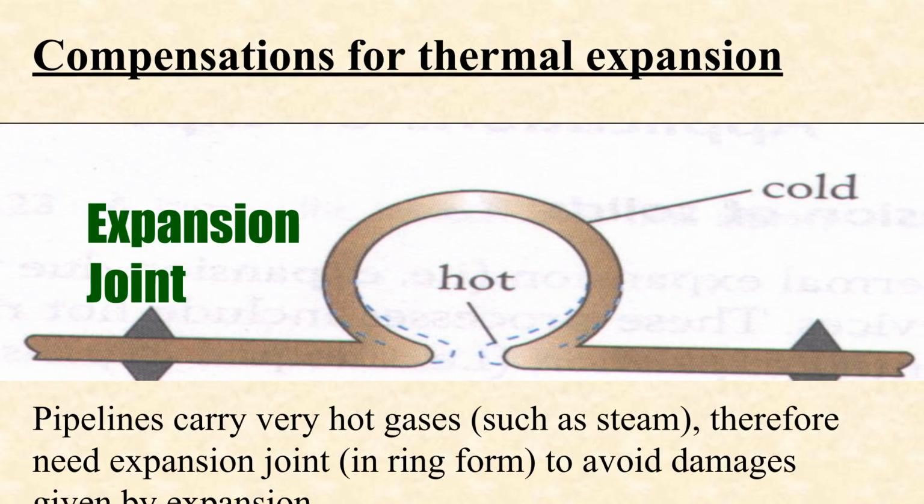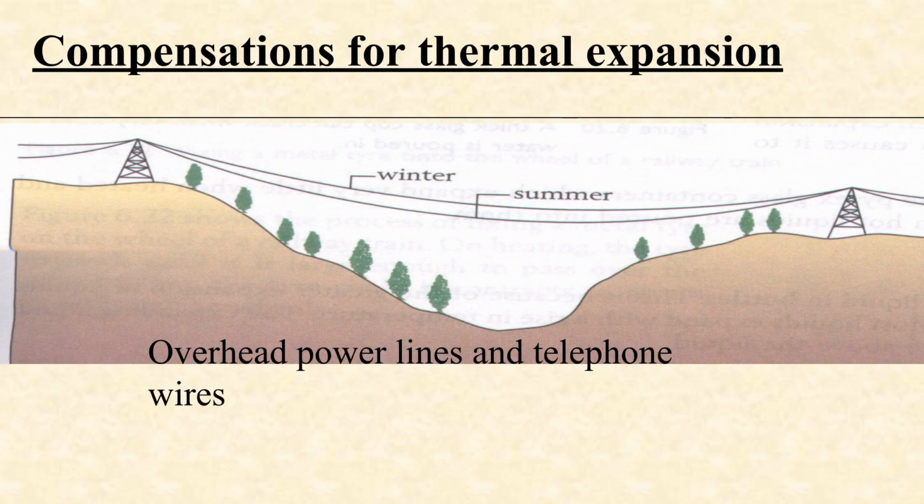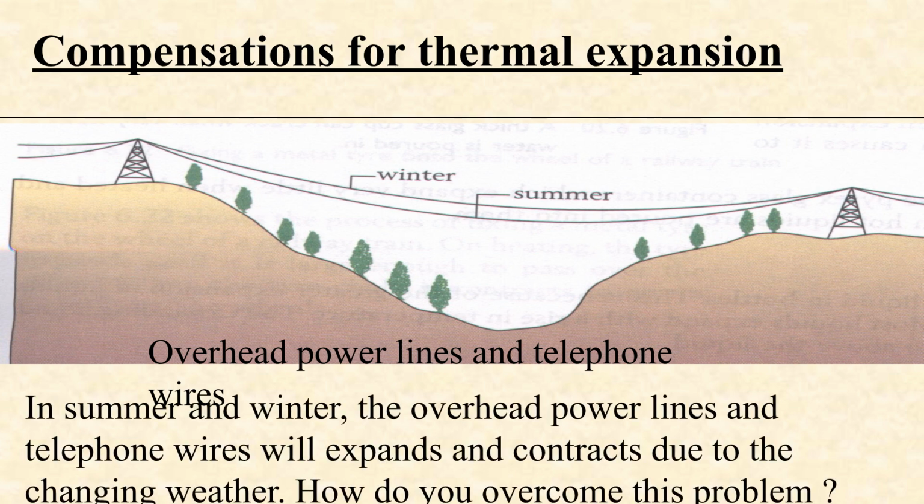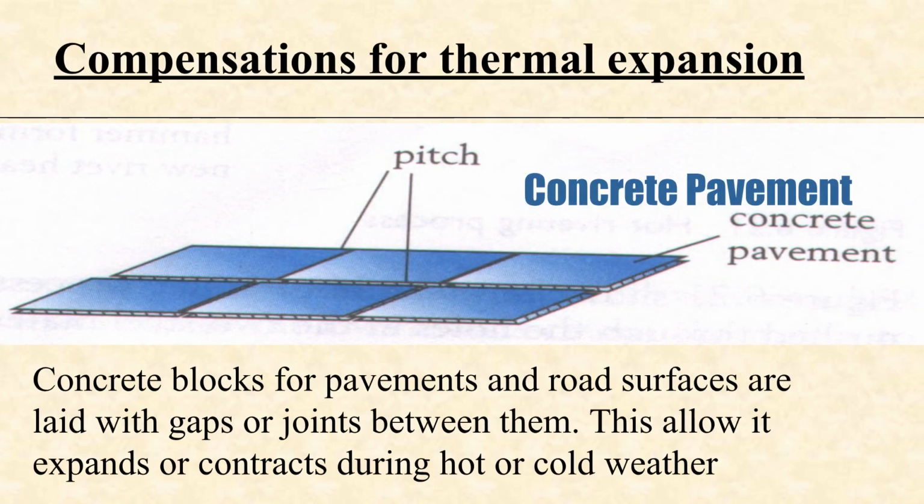Pipelines carrying hot gases, such as steam, require expansion joints, often in a ring form. This joint allows for the expansion of the pipe, preventing structural damage. Overhead power lines and telephone wires expand in summer and contract in winter. They are installed with slack to overcome this problem, preventing them from snapping in cold weather or sagging too much in hot weather. Concrete pavements are laid in blocks with gaps or joints. These joints allow the concrete to expand or contract during hot or cold weather, preventing cracking and damage to the surface.